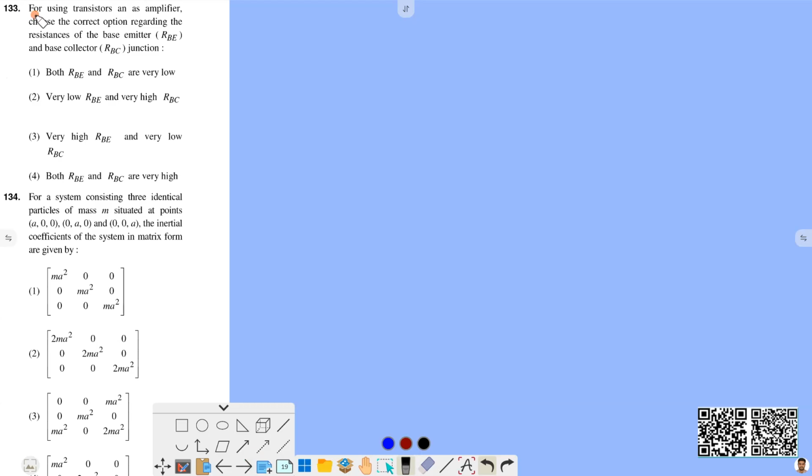So 133, for a transistor as an amplifier, choose the correct option regarding resistance of the base emitter and base collector junction. So here we can see that one is base emitter and one is base collector. So it is basically common base transistor configuration. And in common base, what we have normally like this, that this is base, this is emitter in the input, and collector is at the output.